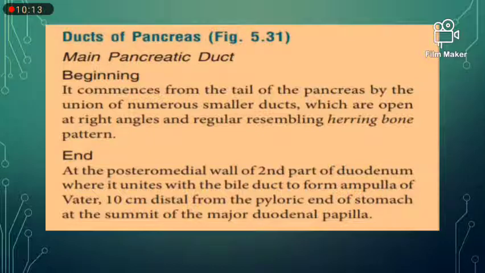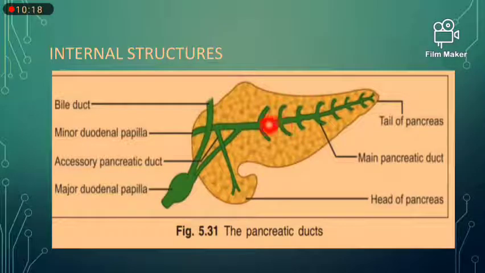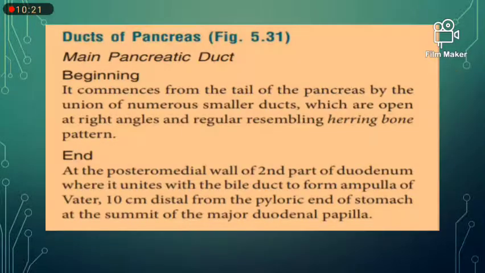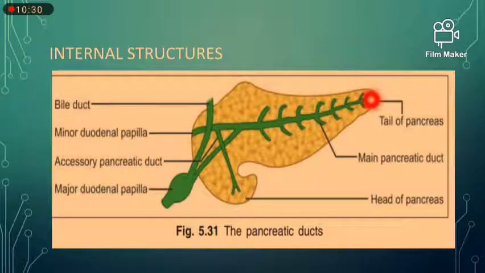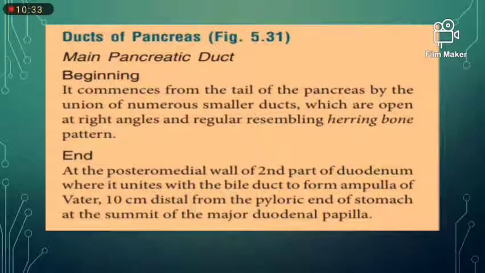Ducts of the pancreas. The main pancreatic duct is the central duct. It commences from the tail of the pancreas by the union of numerous smaller ducts. As you can see, it starts from the tail and receives many tiny ducts which open at right angles in a regular herringbone pattern, and at the posteromedial wall of the second part of the duodenum, it unites with the bile duct at the ampulla of Vater, 10 cm distal to the pyloric end of the stomach.